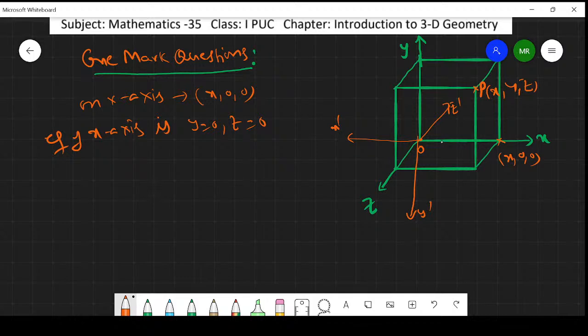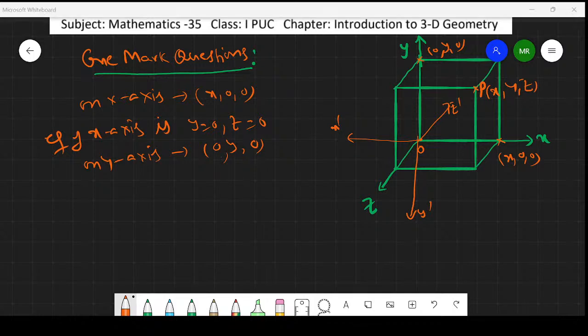Now coming to the point, you can see here. Suppose you want a point on the y-axis. If you take the y-axis, this point will be (0, y, 0). So on the y-axis, the point can be considered as (0, y, 0).